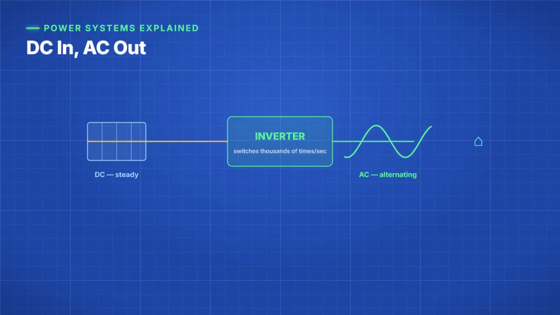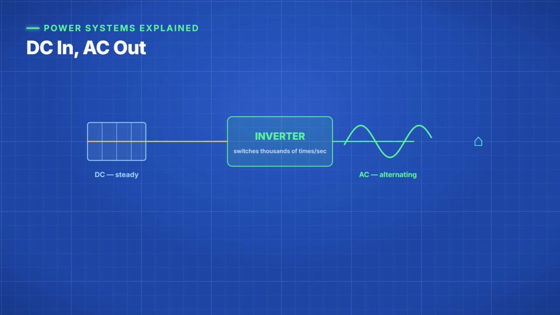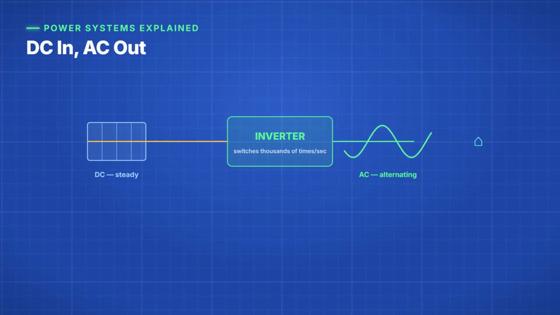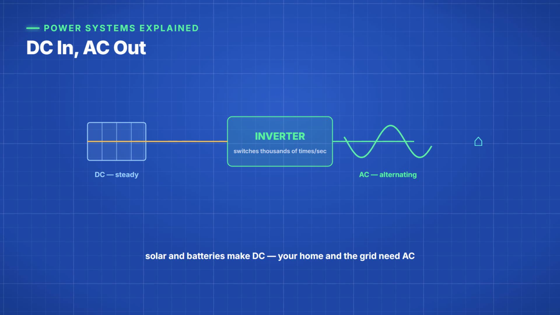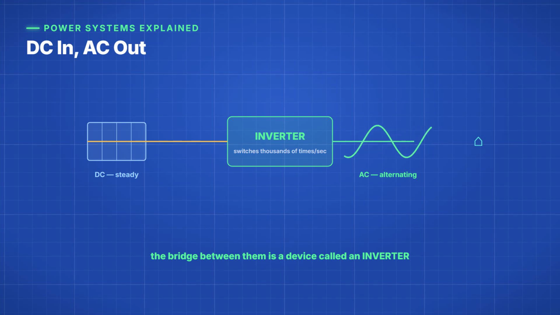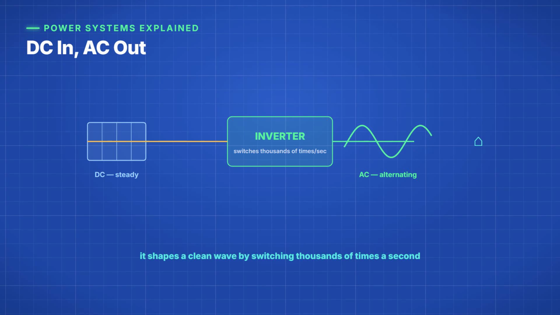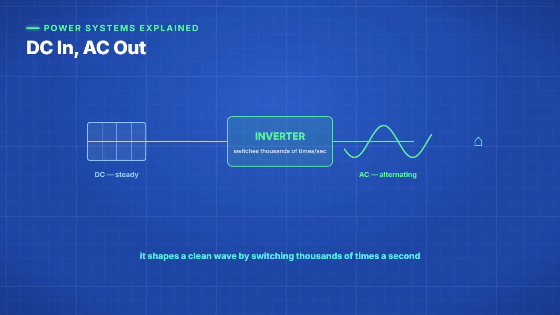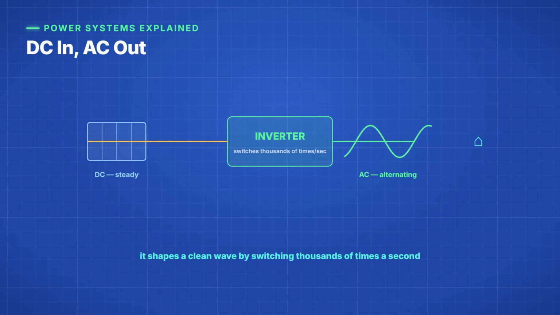Your solar panels and your batteries all produce direct current, a steady one-way flow. But your home and the grid run on alternating current, swinging back and forth 60 times a second. So, how do we bridge the two? That job belongs to a device called an inverter. It turns steady DC into a smooth AC wave by switching on and off thousands of times a second. And the way it shapes that wave is the heart of the story.